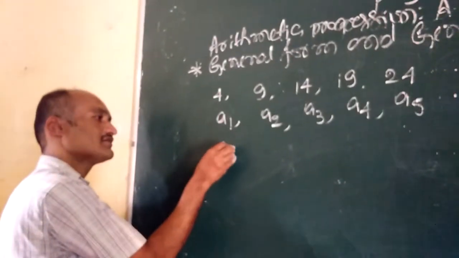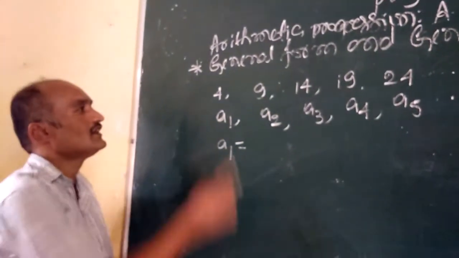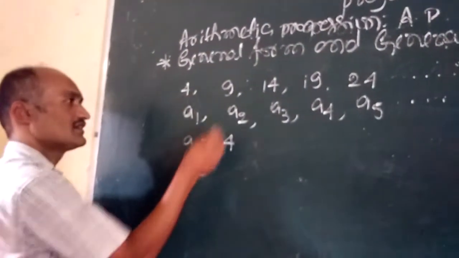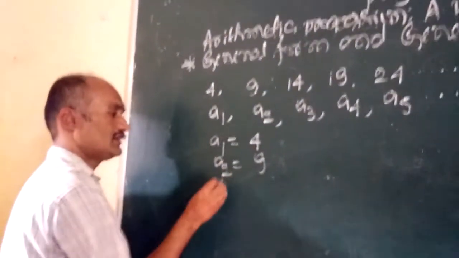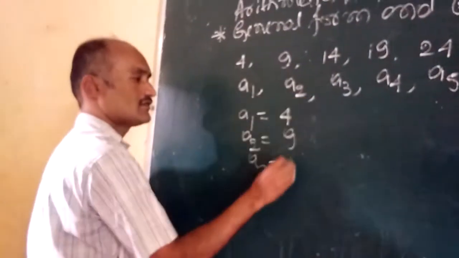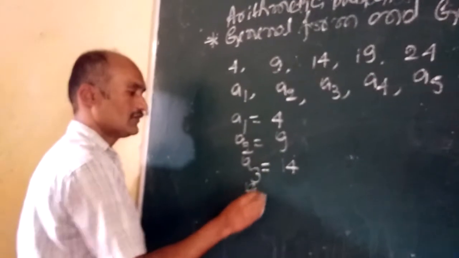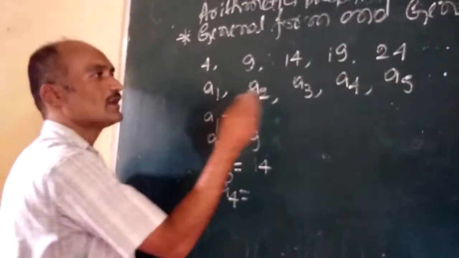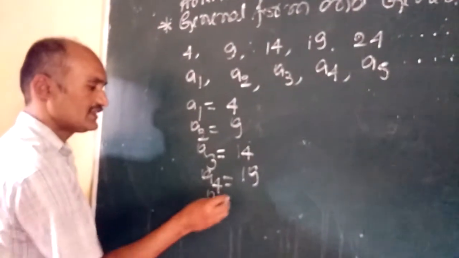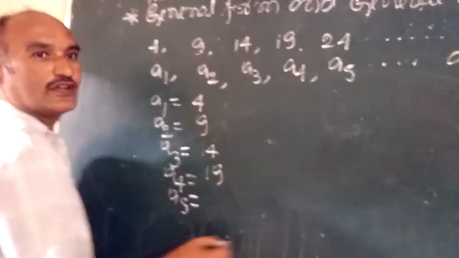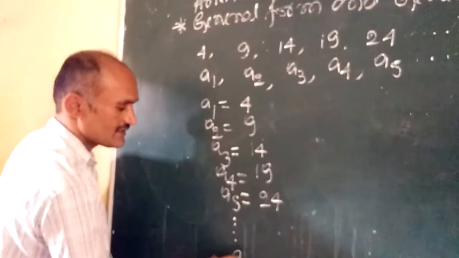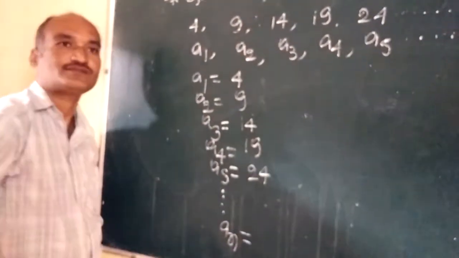So a1 is what? My dear student, here it is 4. a2 is 9, that is the second term. The third term a3 is 14. And the fourth term in this arithmetic progression is 19. The fifth term we get is 24. And so on. The nth term is an.